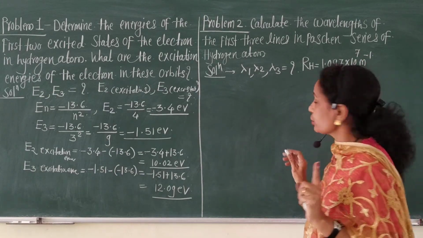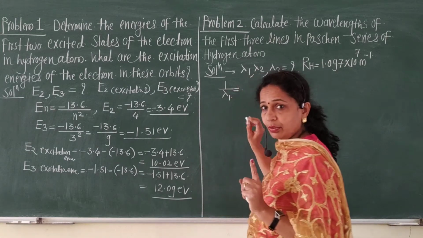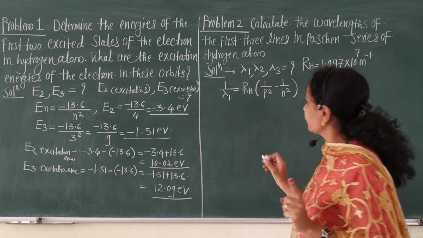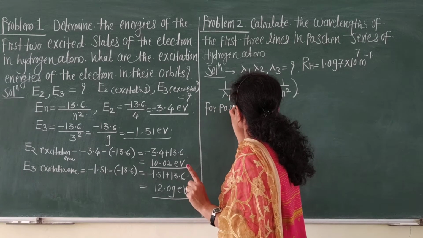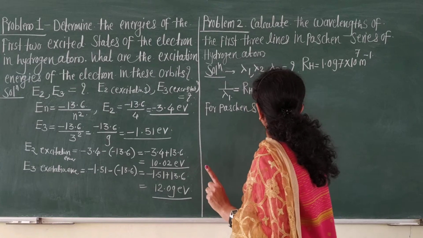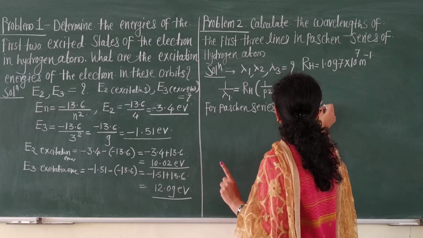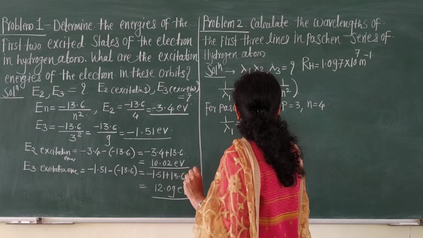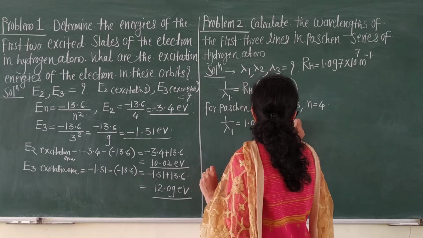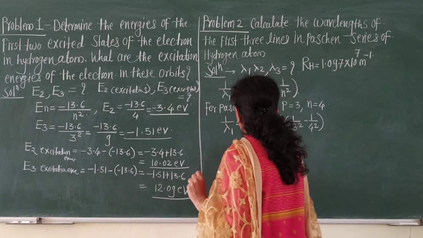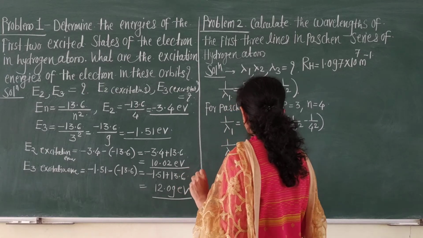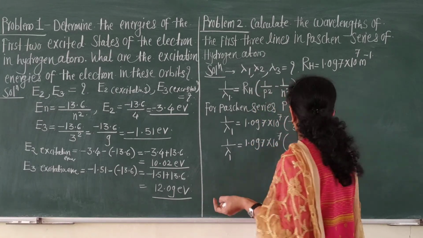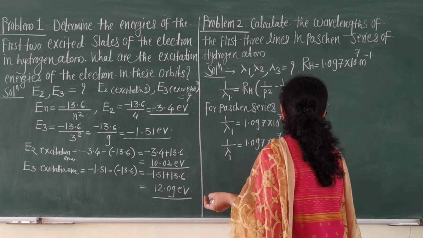Then which formula is used? 1 upon lambda 1 is equal to RH into 1 upon P square minus 1 upon N square. For the Paschen series, P is equal to 3 and N is equal to 4 for the first line. Therefore, 1 upon lambda 1 is equal to 1.097 into 10 raised to 7, into 1 upon 3 square minus 1 upon 4 square. This is 4 square, means 16, so 16 minus 9 upon 9 into 16.